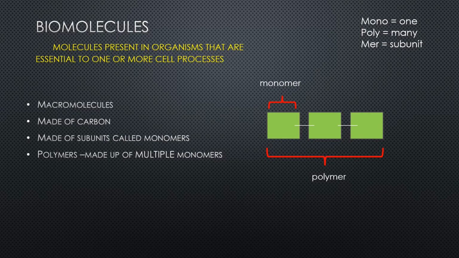And if you remember your Latin roots, mono means one and poly means many. And in this case, mer means the subunit. So if we just have a monomer, that is one subunit. When we hook them together, we have what's called a polymer, or many subunits linked together. And that's how we make biomolecules.